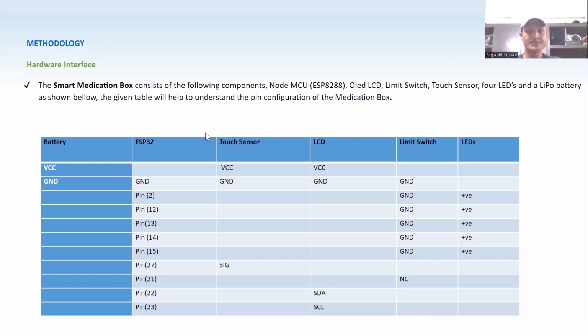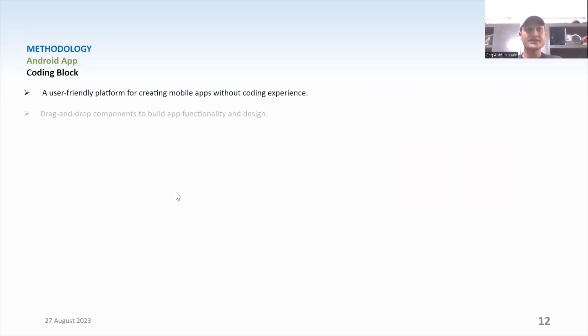Here are the battery, ESP32 module, touch sensor, LCD, limit switch, and LEDs. The VCC pin of the battery is connected to the VCC pin of the ESP32, and the VCC pin of the touch sensor, and so on. Here you can take help to connect the pins of the ESP32 module with different components of the box. Methodology: MIT App Inventor is also part of designing this box.